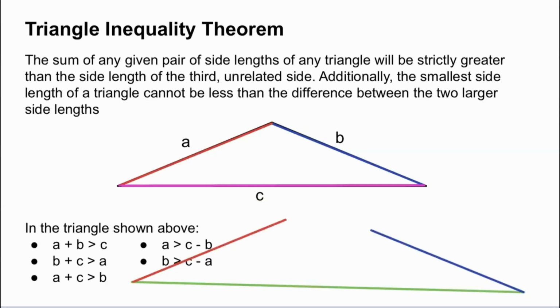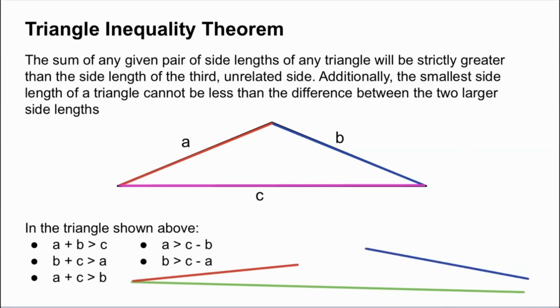I can try to make a be a little steeper. Let's see if this will work. And I can try to make b be a little steeper as well. But no, there's just no way that this red and blue line can close the gap to this enormous green. So this is why a plus b has to be greater than c. And it's the same way for each of the other line segments with these inequalities shown.